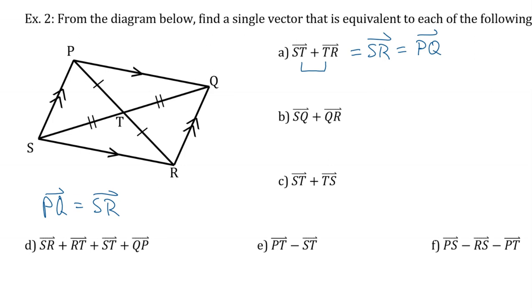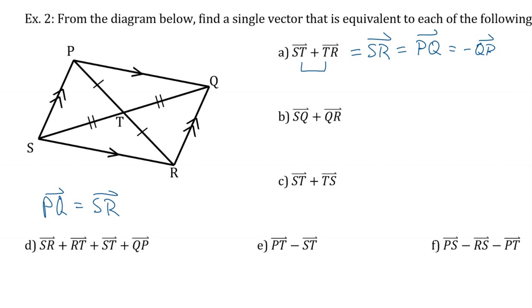And a lot of people would say, that doesn't make any sense. You started at S and you ended at R. So the correct answer is SR, but no, PQ is the same vector because it has the same magnitude and same direction. Or I could say equal to negative QP.